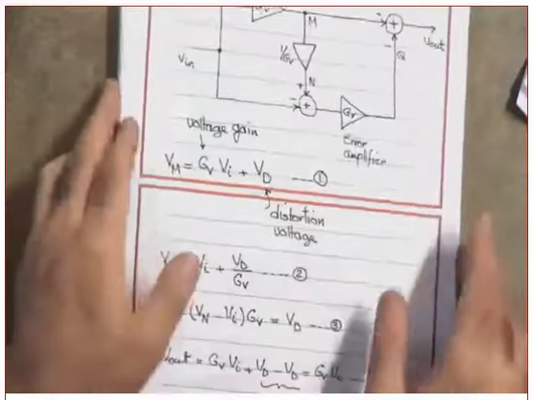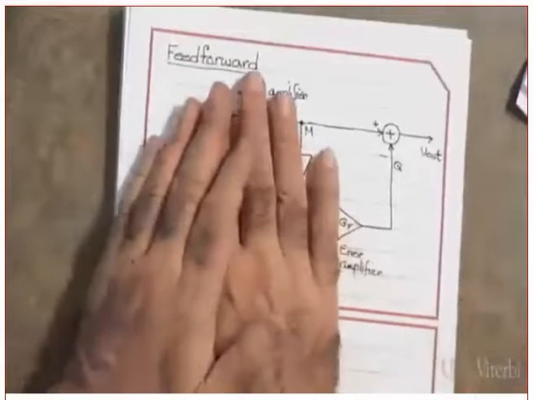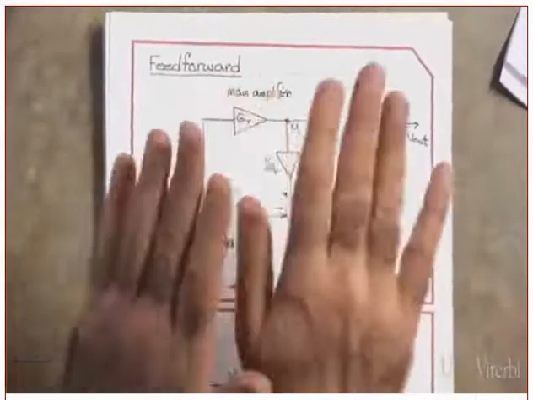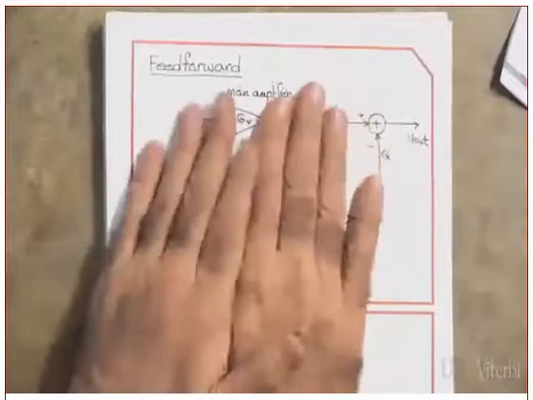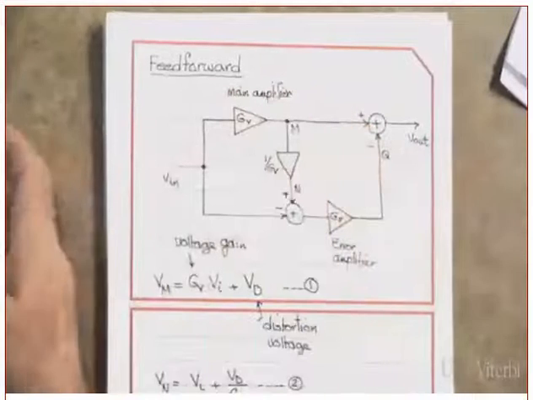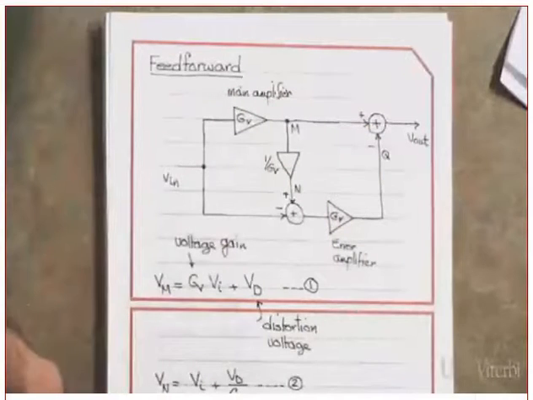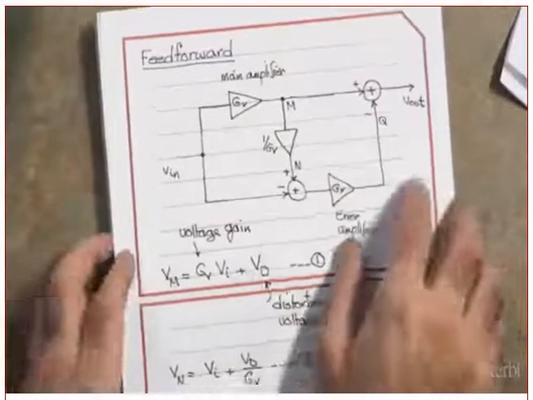Now, let me show you another one. Feed forward. This is also funny. Feed forward means no feedback. Is that good for stability? That's good for stability. With a feed forward, I don't worry about stability. Clear? Okay, let's see if you can help me here.